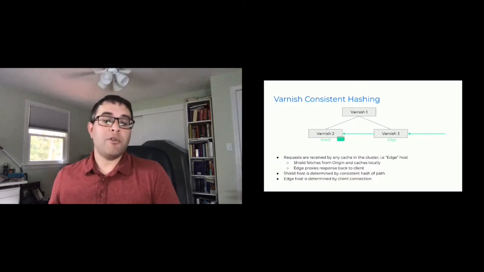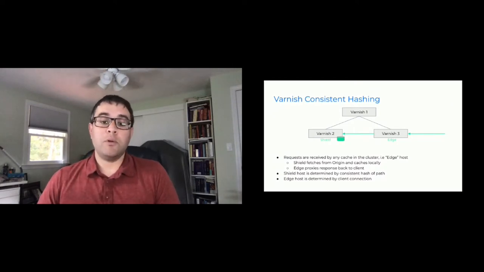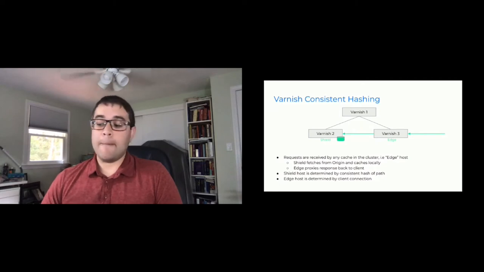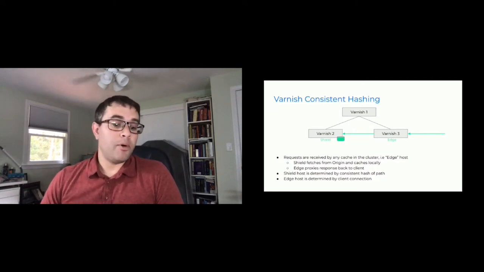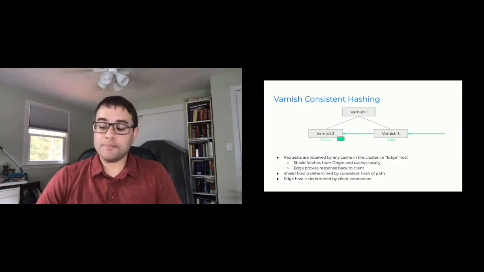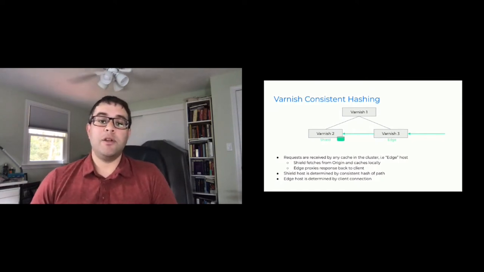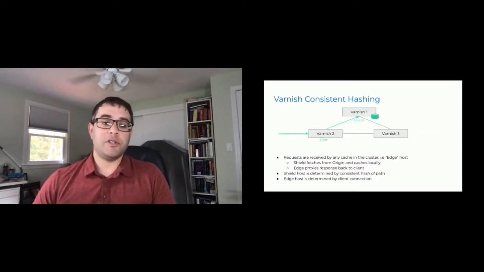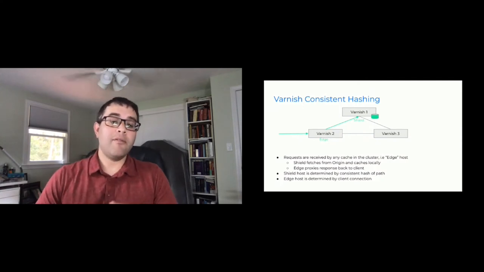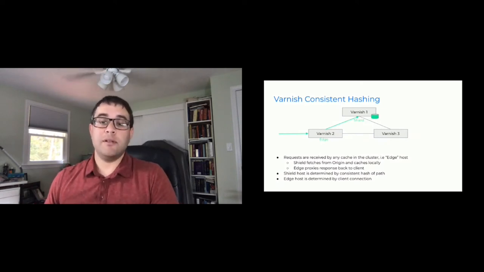Looking at this for a separate request, Varnish 2 could also play the role of an edge box if that's where the client request comes into. Here, Varnish 1 is the shield, but it could be any box. You could even have a box be both the edge and the shield for a given request if that's how the consistent hashing works it out. So what this allows us to do is take away an entire set of components from our architecture. It's much simplified. We don't have a separate set of load balancers to manage now. And everything can be done internally within the same set of Varnish caches. So this is very neat.